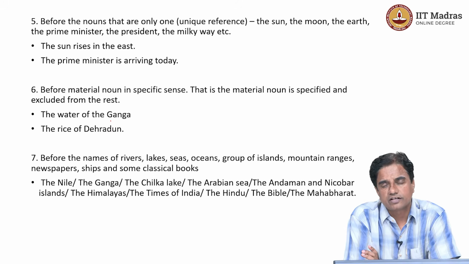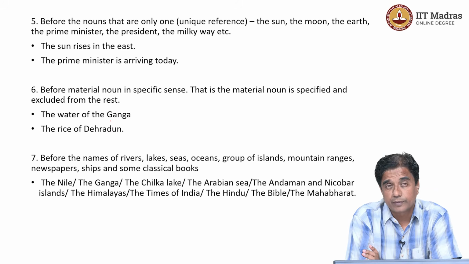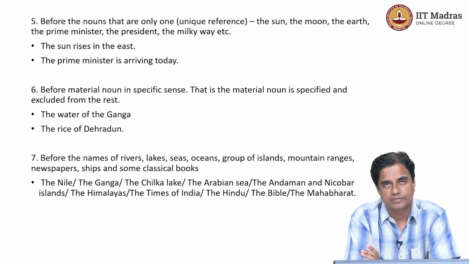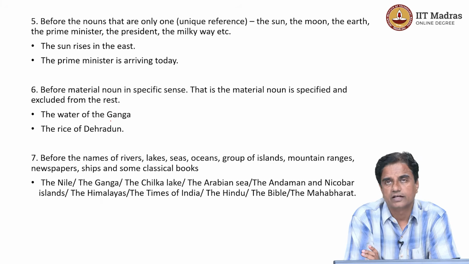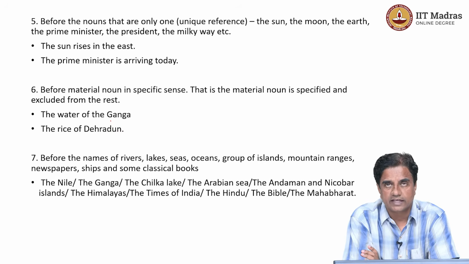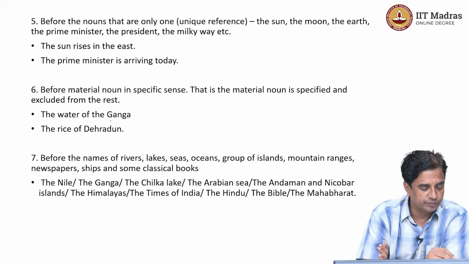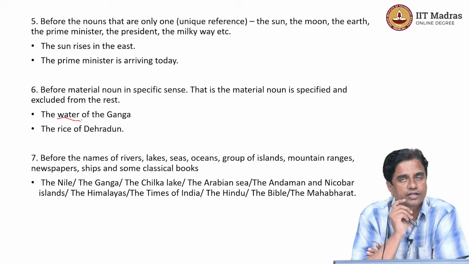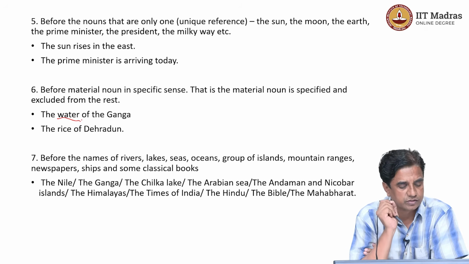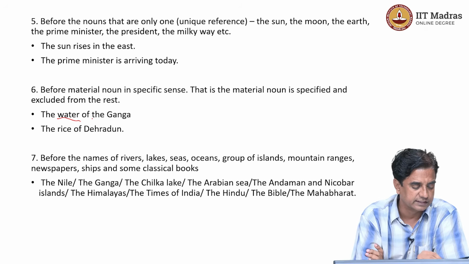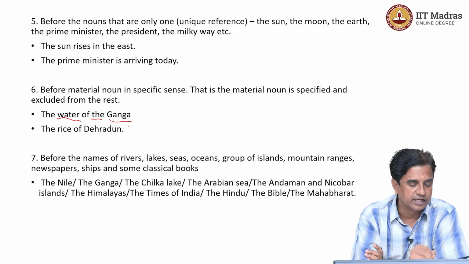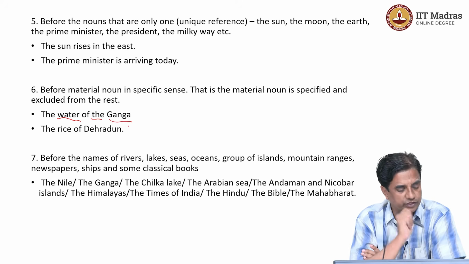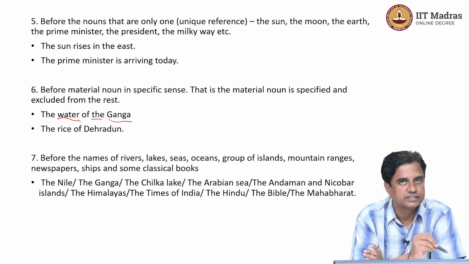We also use definite articles before material nouns. Material noun in a specific sense. That is, the material noun is specified and excluded from the rest, like the water of the Ganga, the rice of Dehradun, meaning this has exclusive reference. We are not talking about general water, we are talking about the water of the Ganga. You see, another example of the, because Ganga has unique reference. The rice of Dehradun, not ordinary rice, but the rice of Dehradun.